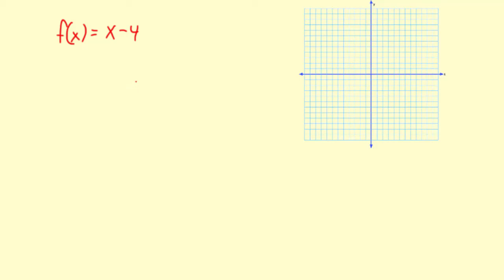So the big picture for this lesson is linear function transformations. Here's a linear function, f of x equals x minus 4, and I'm just going to briefly discuss some different transformations that can be performed on this thing. So let me go ahead and make a graph of it.